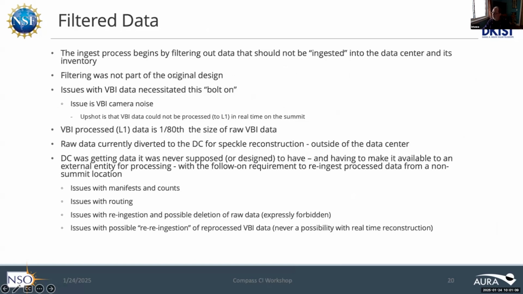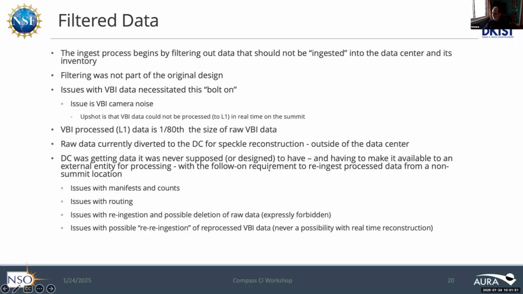So we filter out. As I was saying, the filtering was not part of the original design. The VBI data was supposed to be processed on the summit and then deleted. And we were going to get about 1/80th of the original size of the raw VBI data. VBI data was never supposed to be reprocessed because it couldn't, because the raw data was going to be deleted at the summit. As it stands now, raw data is currently diverted to the data center, and we divert it further to a scientist who does the processing on his own machines.